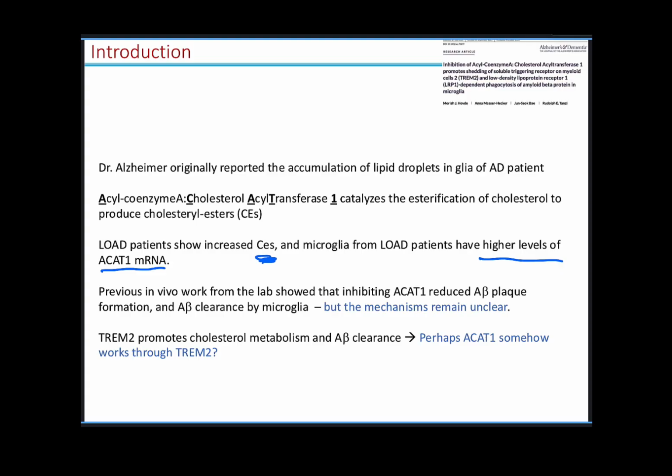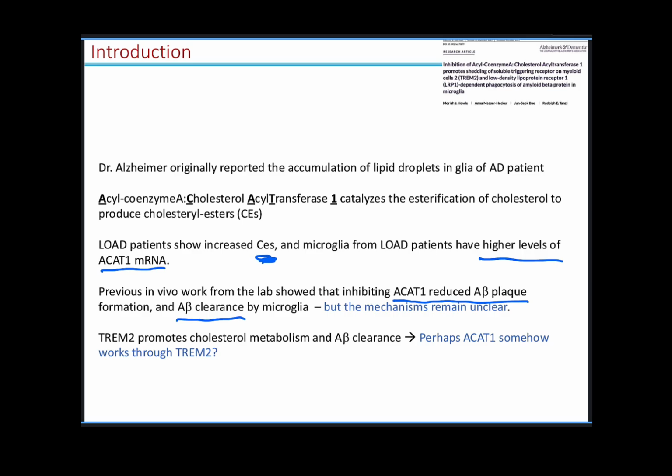So far it's all about what ACAT1 does to these cholesterol esters and how they're produced in higher or lower levels. But in parallel, previous work in vivo from their lab has shown that inhibiting ACAT1 could reduce the A beta plaque formation and could increase A beta clearance by microglia. But the mechanisms through which this happens remain unclear. Right? So we have on the one hand this connection between ACAT1 and cholesterol, and some epidemiological connection between CE levels and ACAT1 levels and Alzheimer's.